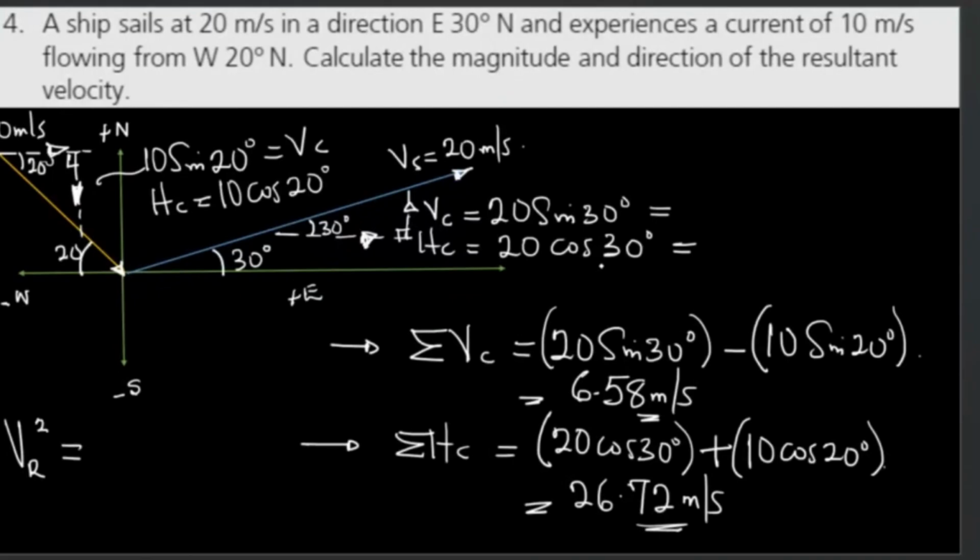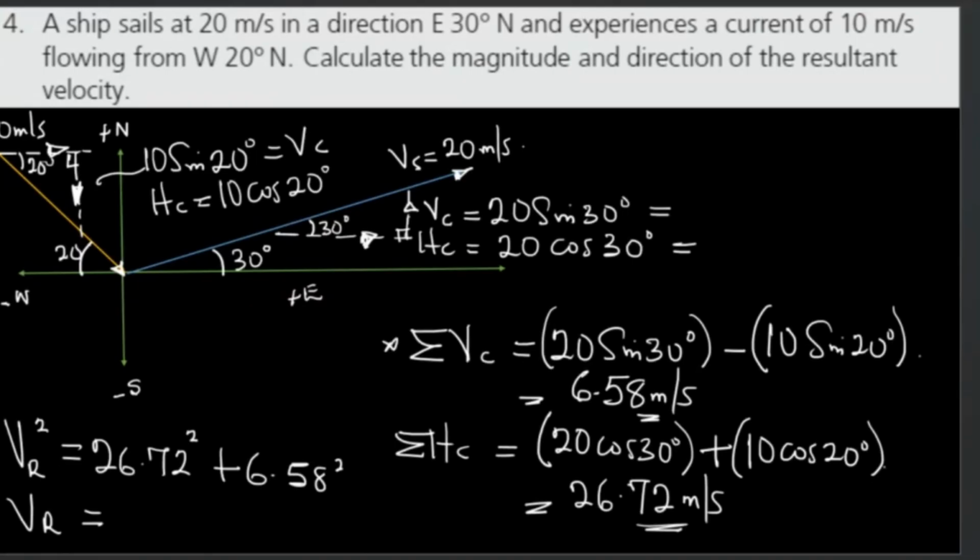For the resultant velocity squared, I'm just going to do it the way it is, 26.72 squared plus... can someone give me the answer? The resultant velocity is what? Can someone give me the answer? What is the resultant velocity? Just compute that. Compute that for me and give me the answer. Anyone online?